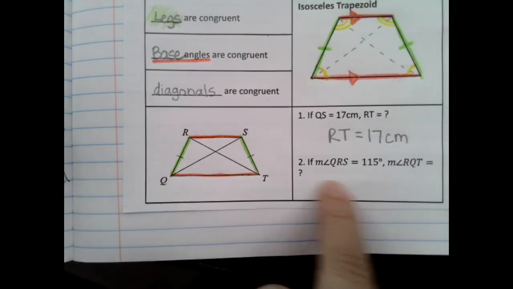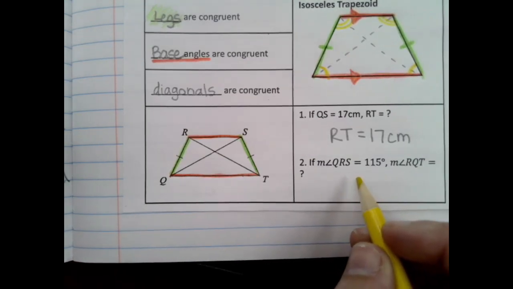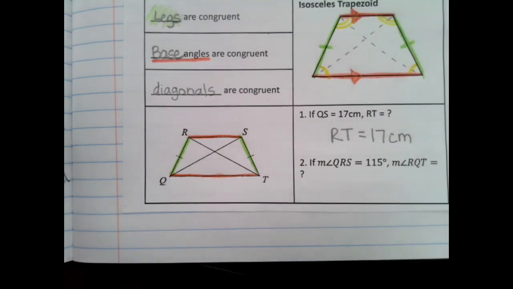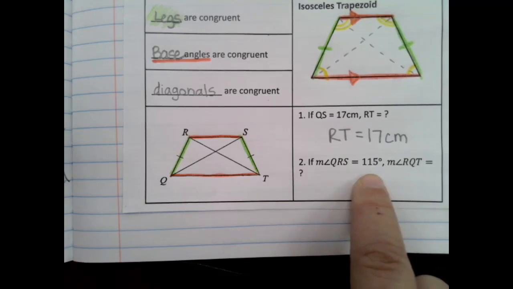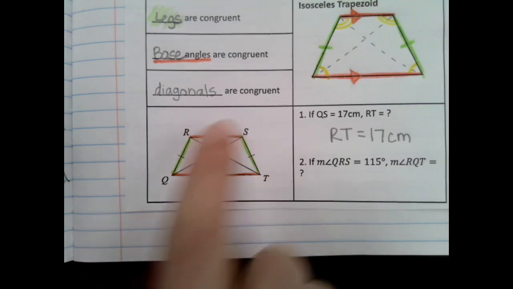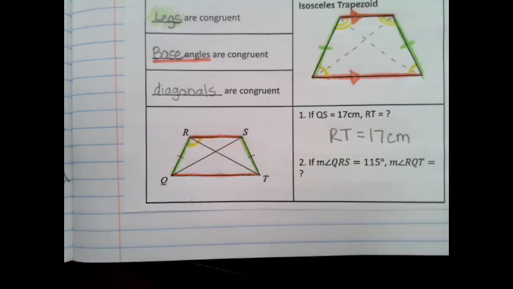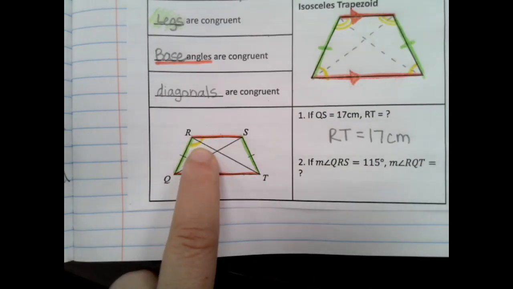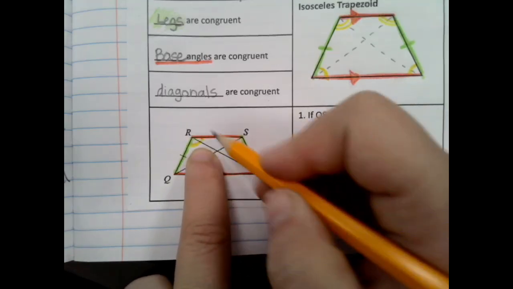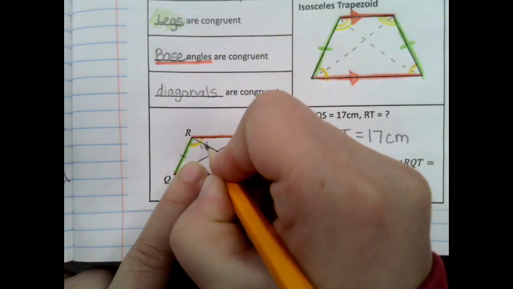All right, so the last one, number 2 here, and then we just have one more thing that we need to add on the next page. Okay, we have QRS is 115 degrees. We want to find RQT. So QRS is this top angle here. It's at R, going from Q all the way over to R, so it's not getting intersected by that diagonal. That's 115 degrees.